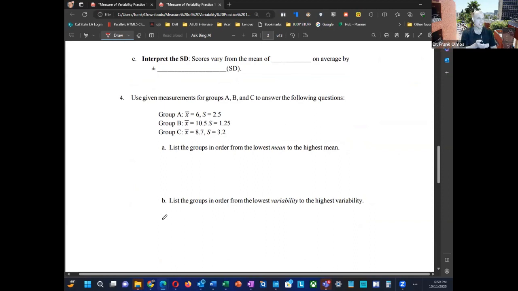So the purpose of these questions is for you to know what the symbols mean. So X bar, I don't know what's an easy way to remember, but X bar means the mean. They mean mean. I'm not mean by telling you that it means mean. I'm just saying it means mean. Hopefully that makes sense.